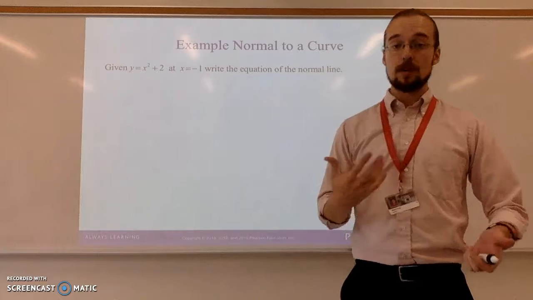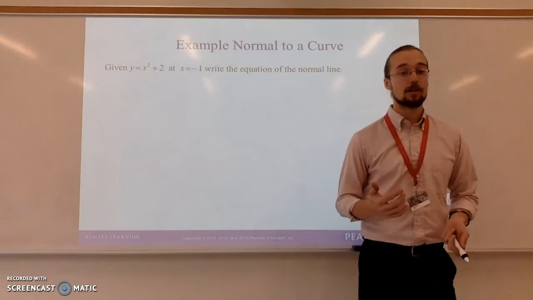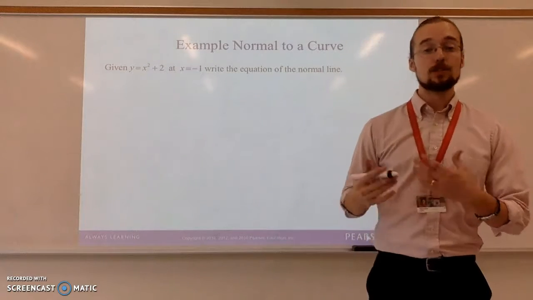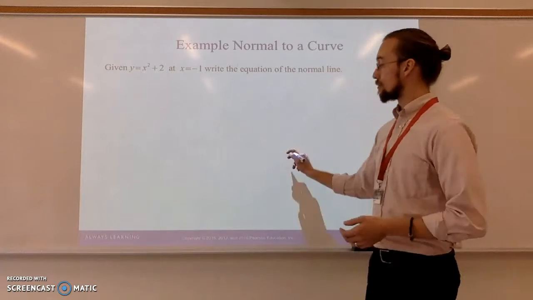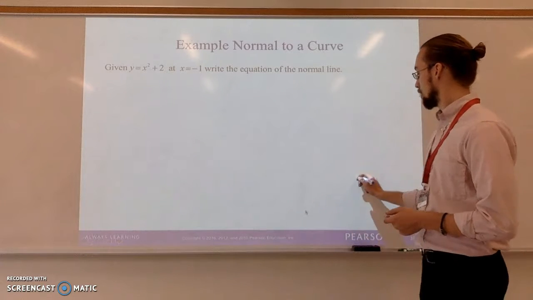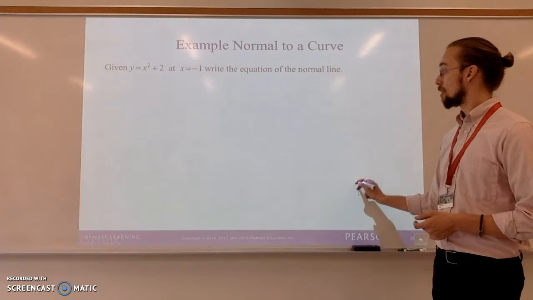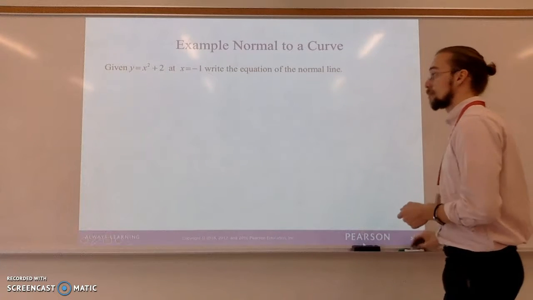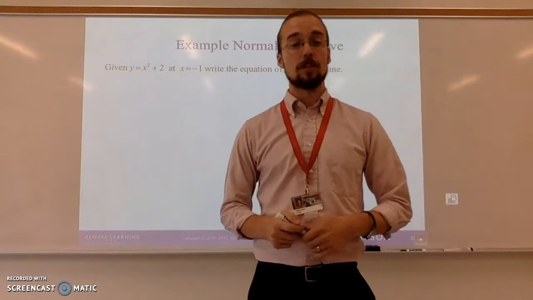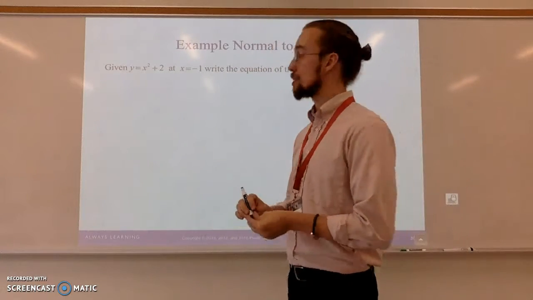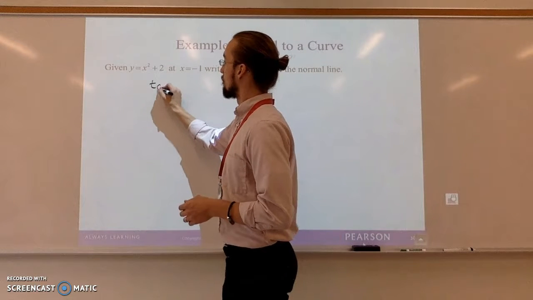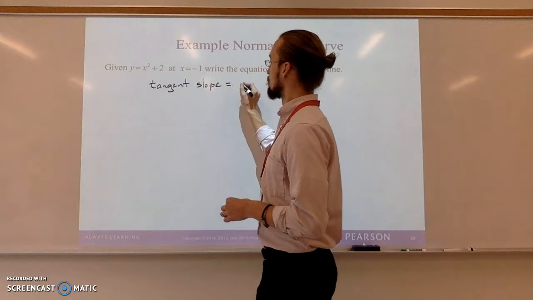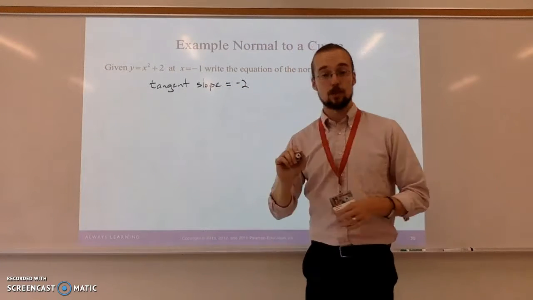So this is the same function we just looked at and found the tangent line: y equals x² + 2 at x equals -1. We found the slope of the tangent line was -2. Now, since I know the slope of the tangent line, I'm going to write that. My tangent slope is equal to -2.